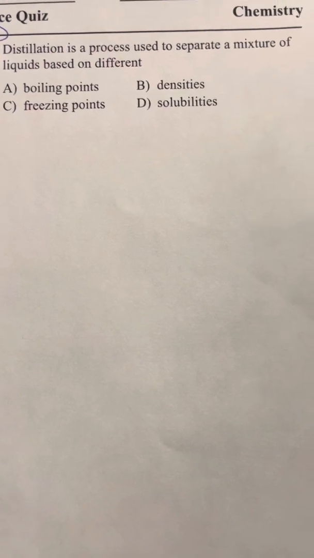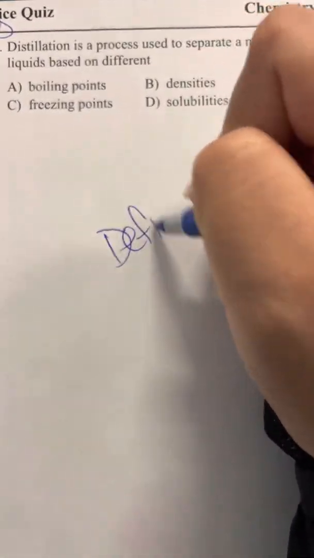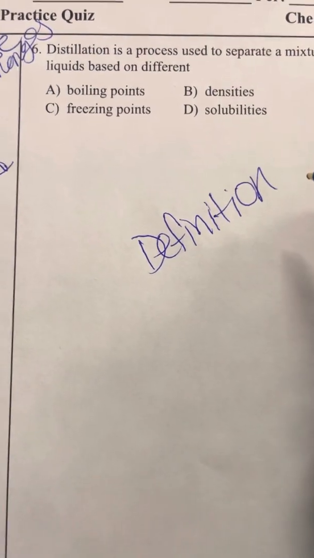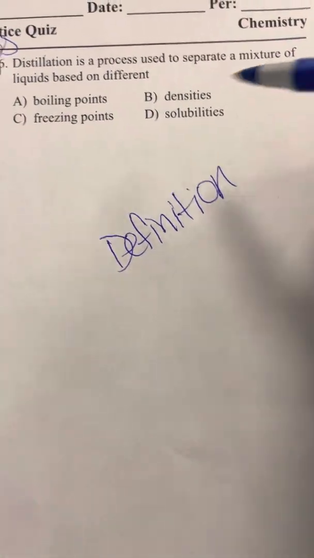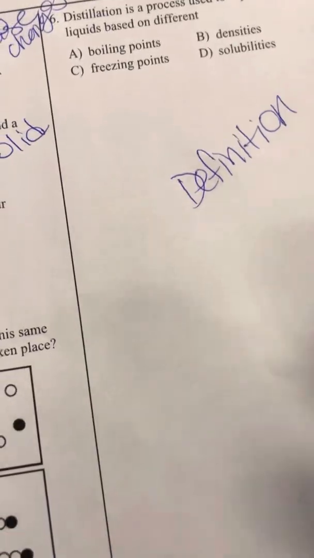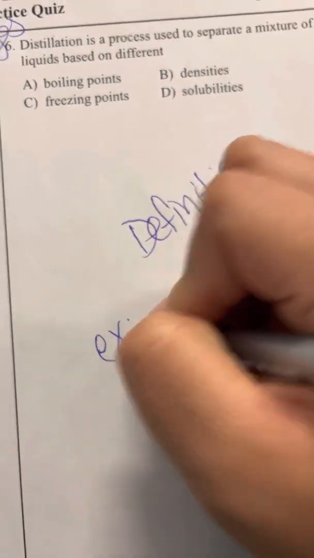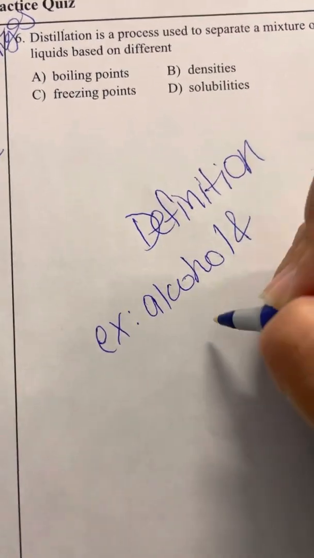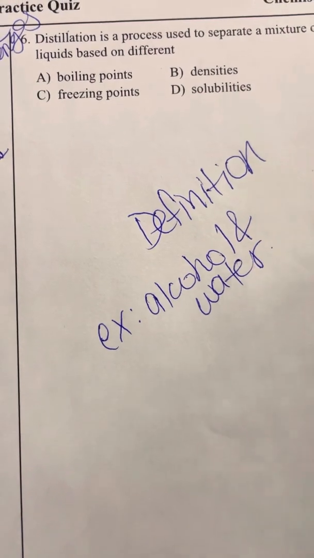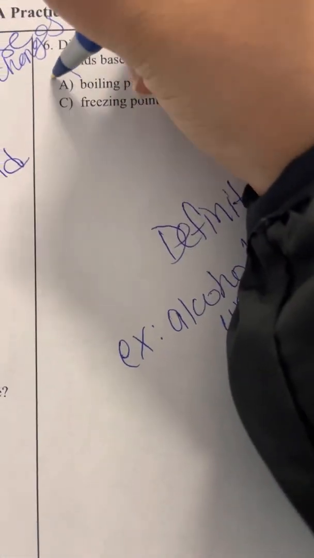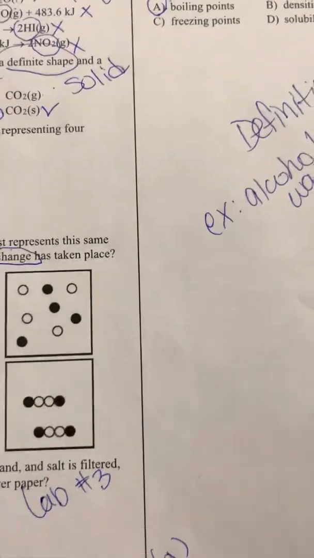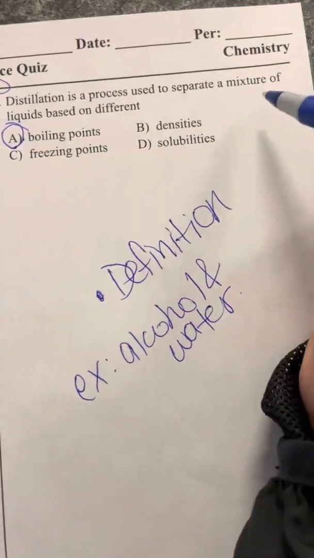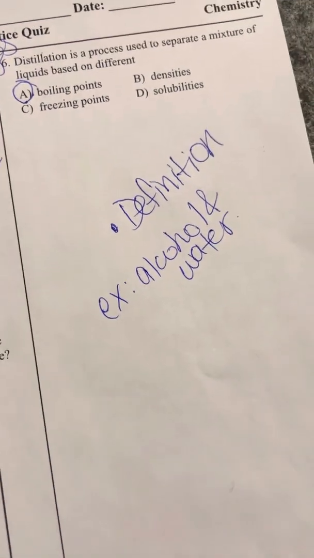Number 6, distillation is the process used to separate a mixture of liquids based on, this is a definition question. Do you know what distillation is? They give you a hint, to separate a mixture of liquids. If you have liquids mixed together, how are you going to separate them? The example that I gave in class is alcohol and water. How are you going to separate a mixture like this? The different boiling points. So either know the definition or use the hint that they give you, separate a mixture of liquids.